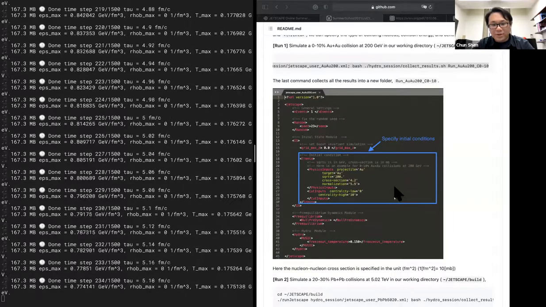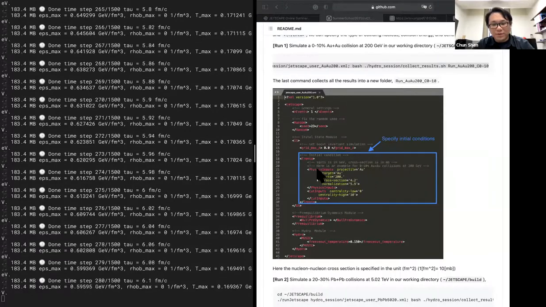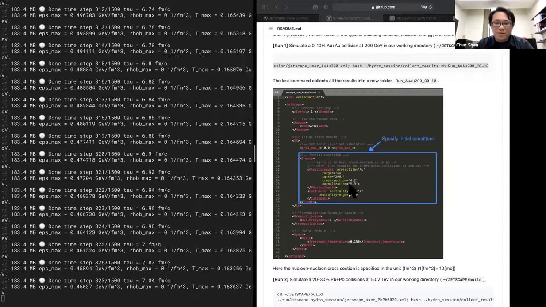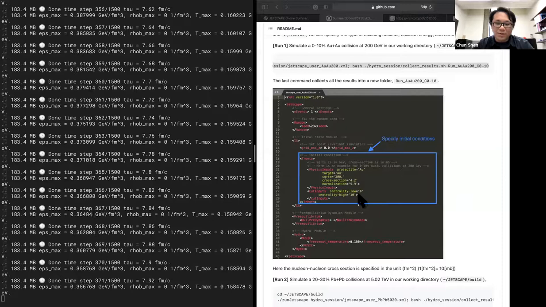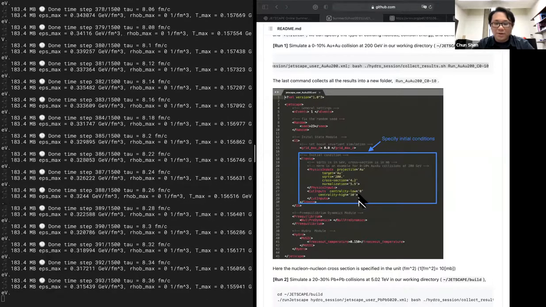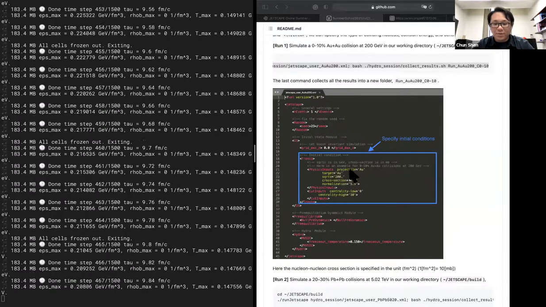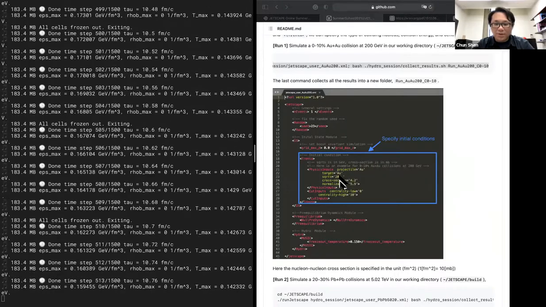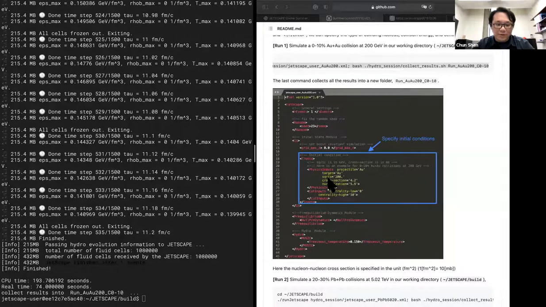So what we actually specify, in this case where we want to run gold-gold 200, is the parameters inside the Trento module, telling Trento to generate gold-gold collisions in 0 to 10% centralities. The parameters you need to specify are listed here. You need to specify the species of the target and projectile nuclei, and then the center-of-mass collision energy in GeV, the square root of S.